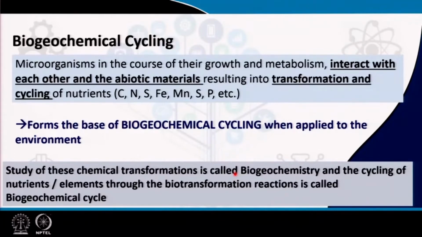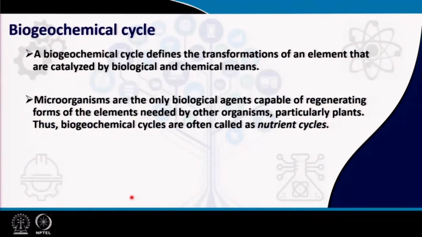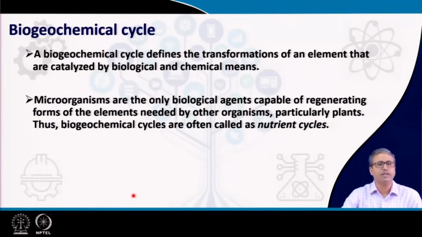The cycling of nutrient elements through biotransformation reactions is called biogeochemical cycles. These two things are interconnected. One is biogeochemistry, which is the study of these chemical transformations, and the second is the biogeochemical cycle, which refers to the cycling of nutrients or elements through different types of biotransformation reactions. A biogeochemical cycle is defined as the transformation of an element catalyzed by biological and chemical means, and microorganisms are the only biological agents capable of regenerating forms of the elements needed by other organisms.